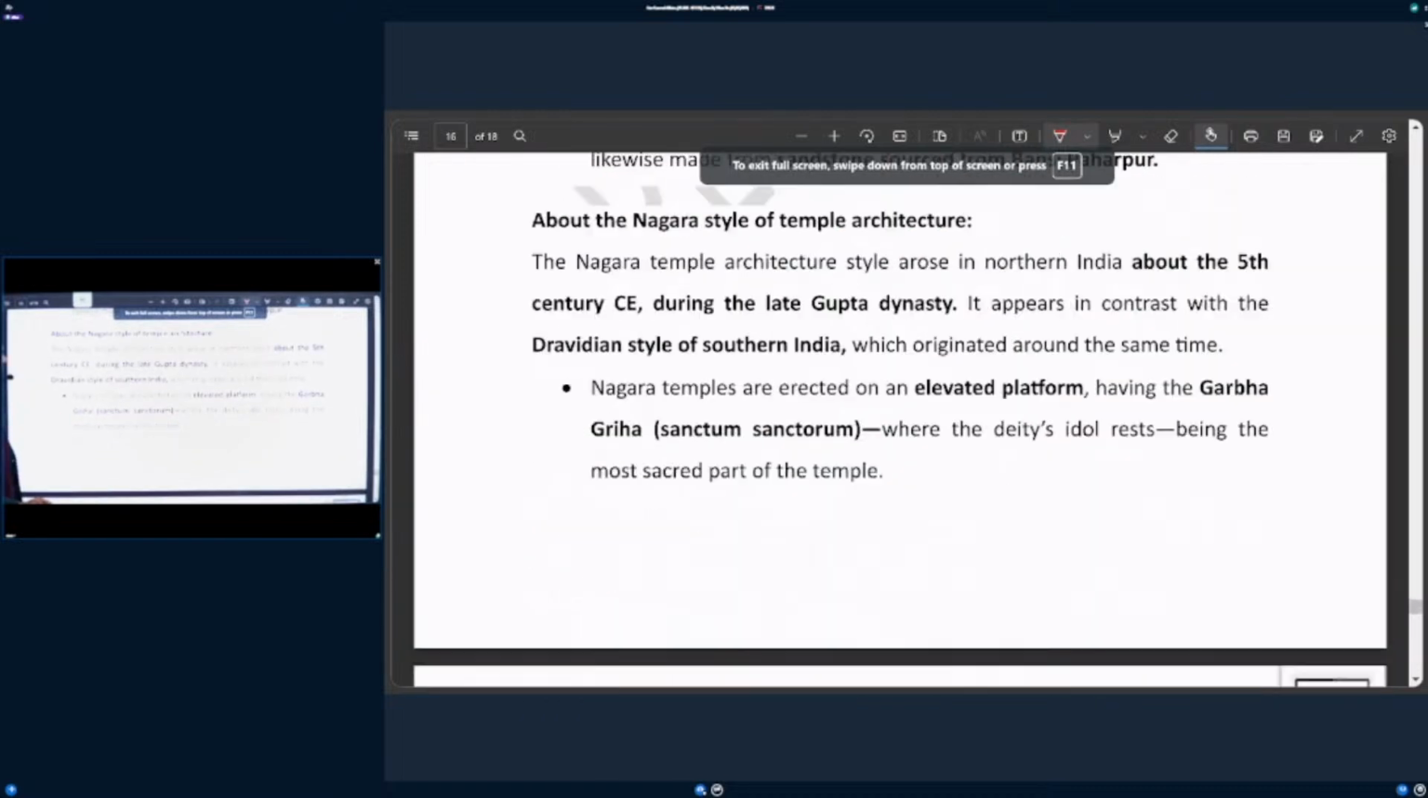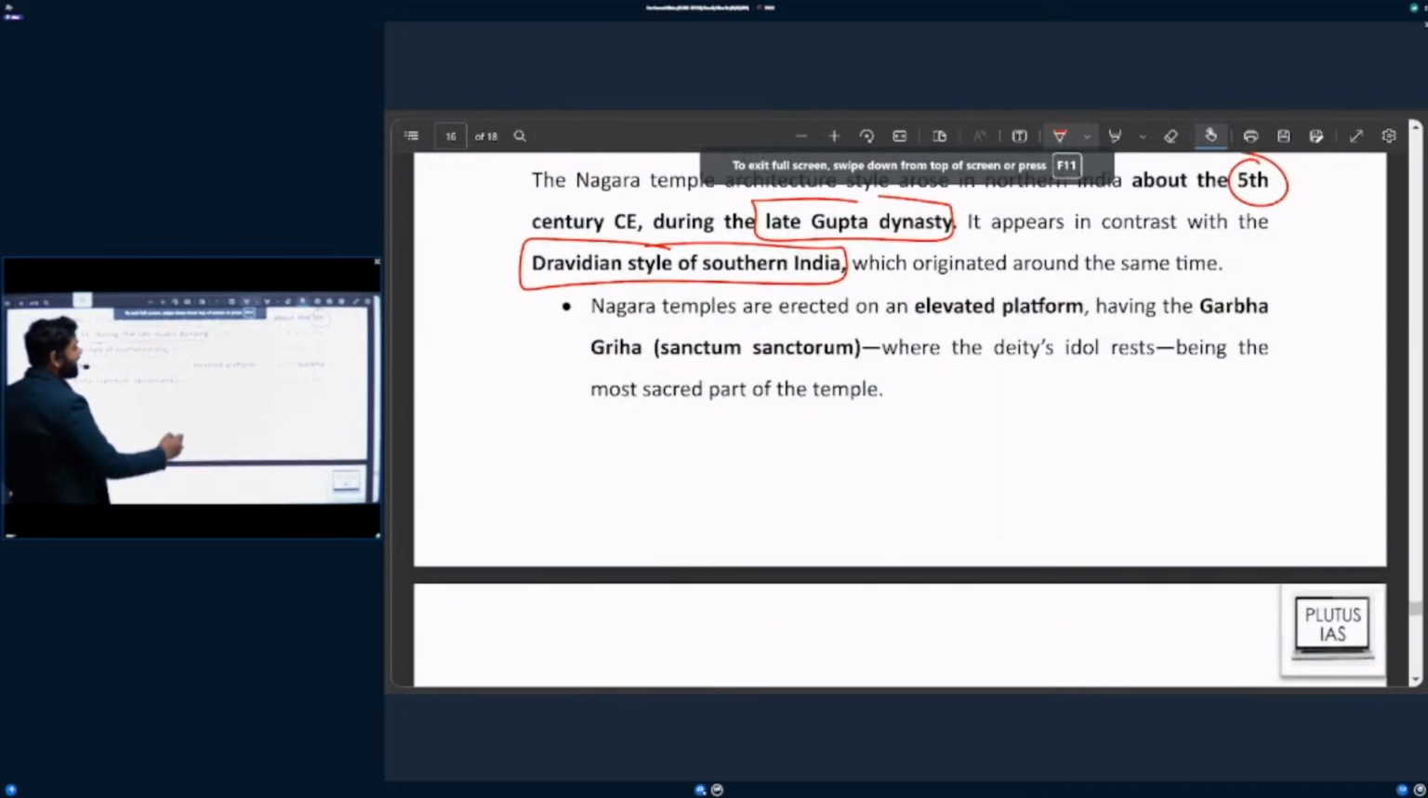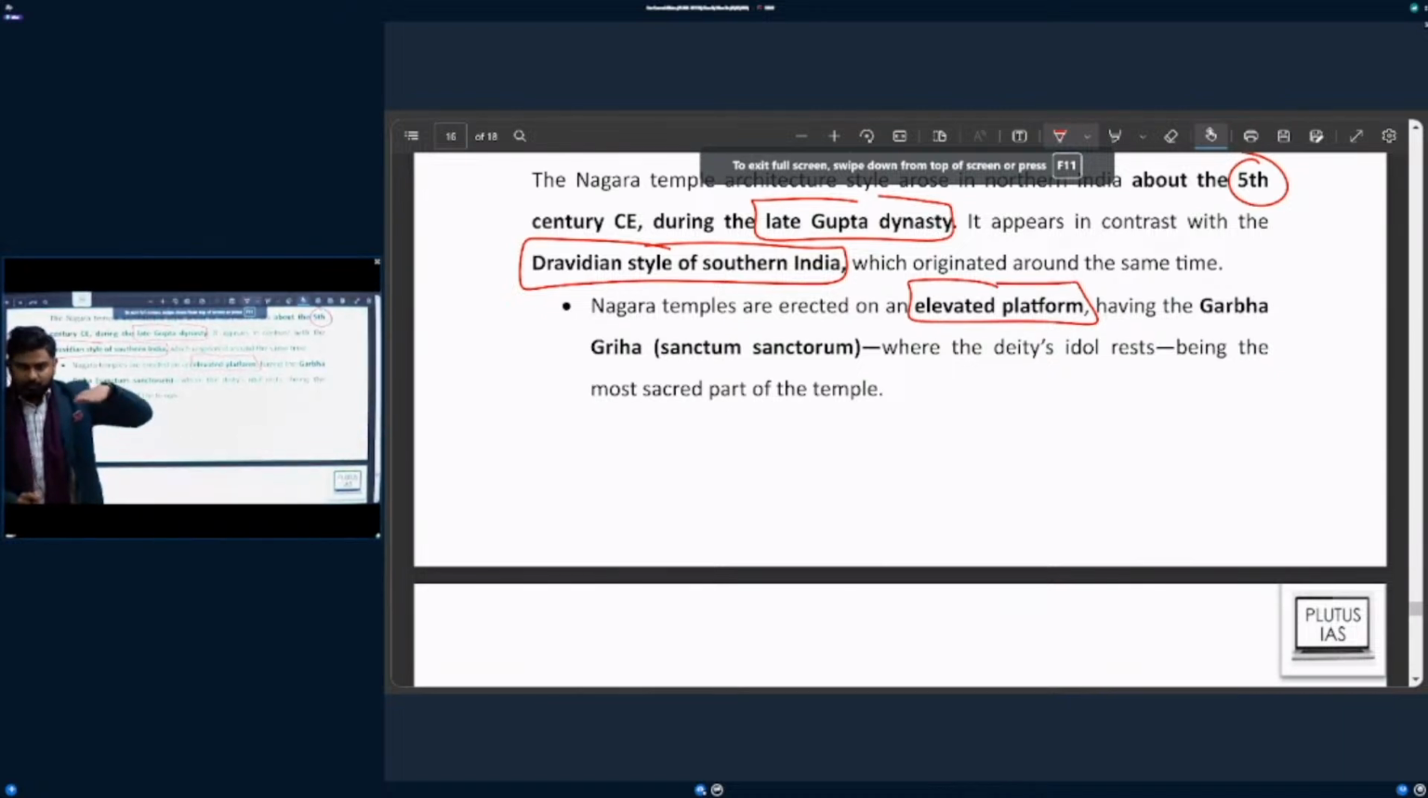The Nagar architecture that we have, it originated in India in around 5th century CE, common era, during the late Gupta period. During the late Gupta period, it evolved in India, and it is very distinctive from the Dravidian style of southern India. What are the features? Nagar style में you have elevated platforms. नगर स्टाइल में टेम्पल जमीन पे नहीं होता है. पहले you make a platform, उसके ऊपर टेम्पल बनाया जाता है. And plus नगर स्टाइल में you have a shikhar, like a sloping shikhar. साउथ में you have a stepped shikhar, like a pyramid. These are the differences you need to remember.